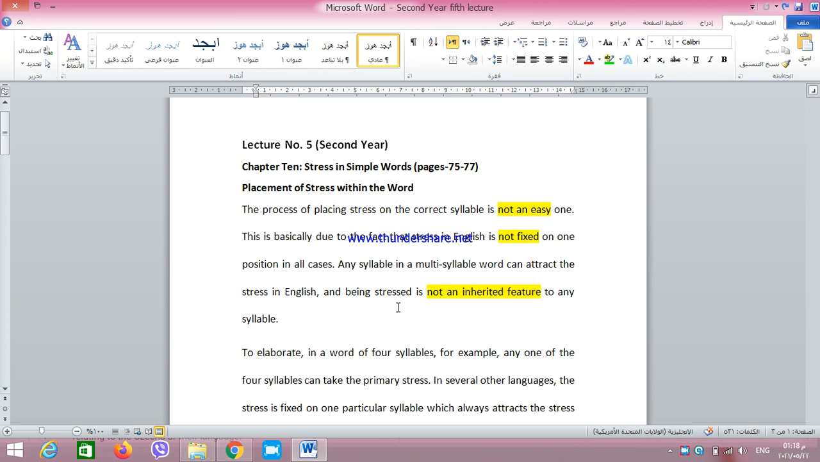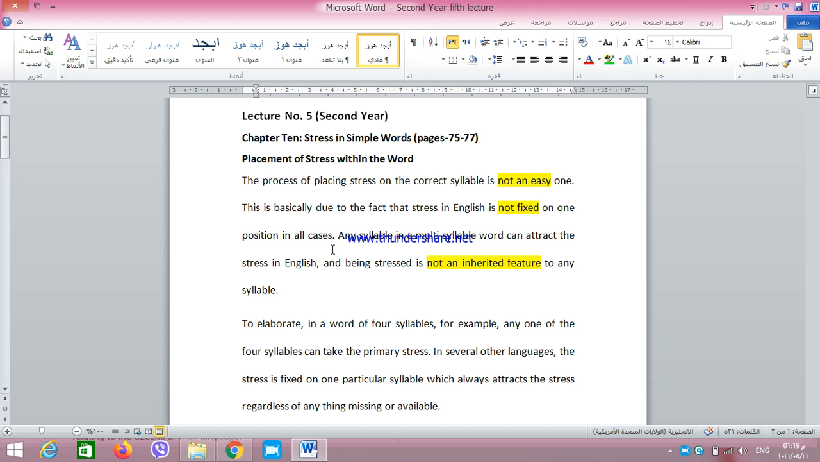Actually, if we talk about English in particular, we should admit that the task of assigning stress to the correct syllable is not an easy task at all. Why? Simply because in English, the position of stress is not fixed. It is changeable. So we cannot give a rule, for example, saying, okay, always give stress to the first syllable, or put stress on the second syllable, or the third, etc. No, any one of the syllables in a multi-syllabic word can attract the stress. So this is actually the basic source of difficulty in assigning stress to the correct syllable in an English word. Okay?